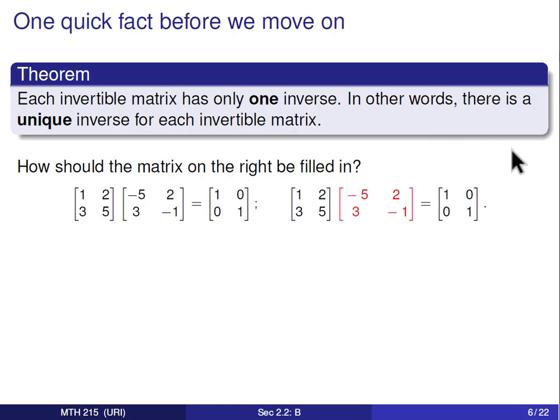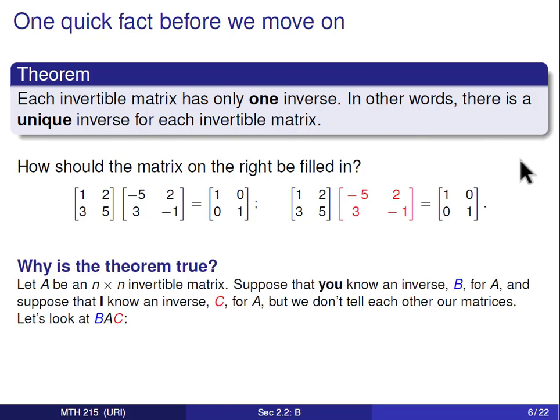I'm telling you there's only one inverse, but why? Well, let's do a little bit of a thought experiment. Let's suppose that A is an n by n invertible matrix, and let's suppose that you know an inverse B for that matrix A. And I also know an inverse C for A, but we don't tell each other the inverse we're thinking of, and for all we know, I might be thinking of a different inverse than you are. Well, with that setup, let's try to simplify the quantity B times A times C.